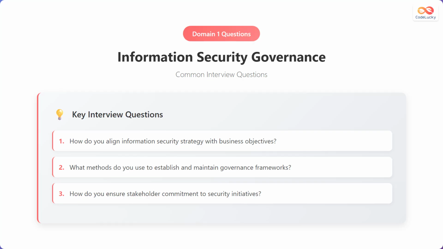The second question focuses on methods for establishing and maintaining governance frameworks. Your answer should cover governance structures, policy hierarchies, and continuous improvement processes. You need to show how governance adapts to changing business needs and regulatory requirements. The third question addresses ensuring stakeholder commitment to security initiatives. This tests your communication and leadership skills, as well as your ability to translate technical risks into business language that resonates with different audiences.